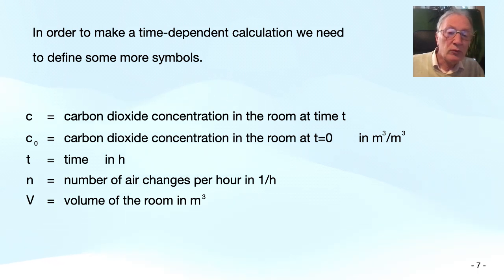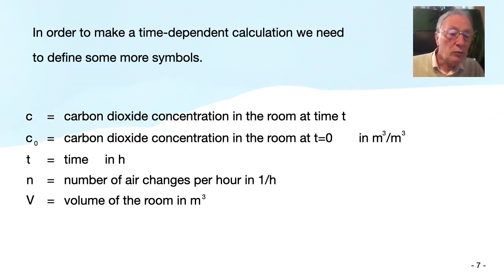After a certain amount of time, we have a slowly increasing carbon dioxide concentration, and then we need to know the time. The time is T in hours. We have the carbon dioxide concentration after that time, that's called C. Then we have C0, that is the initial concentration in the room at the starting point of the measuring. That can be a bit higher than the inlet concentration. But then we have the number of air changes.